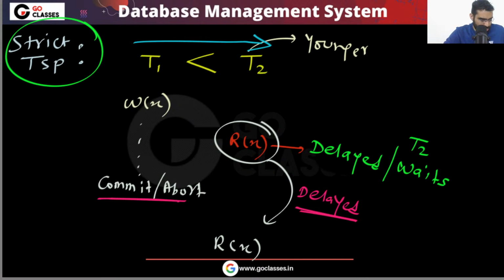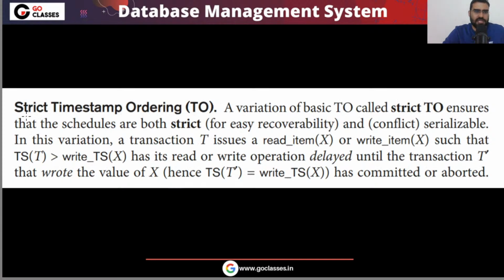So I hope you understood. Okay, so let's see this. You can see this is the strict timestamp ordering protocol. In this protocol, it will allow only strict schedules. Of course, it will ensure conflict serializability. Conflict serializability is ensured by the timestamp protocol, and the strict timestamp protocol allows only strict schedules.